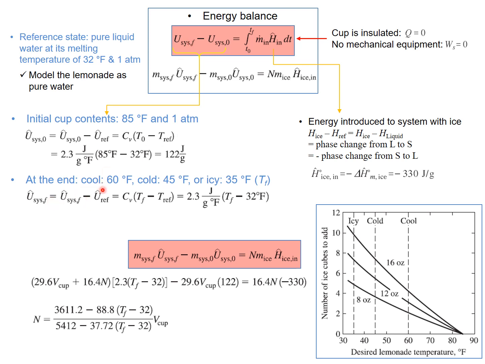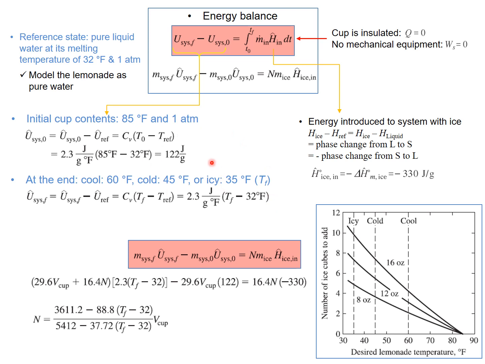So we have three different choices for the temperature. Let me say TF, F means final. So let me have the variable temperature. It means the final minus reference state of the internal energy is equal to CV, the same thing, times TF minus reference. So we have this one.